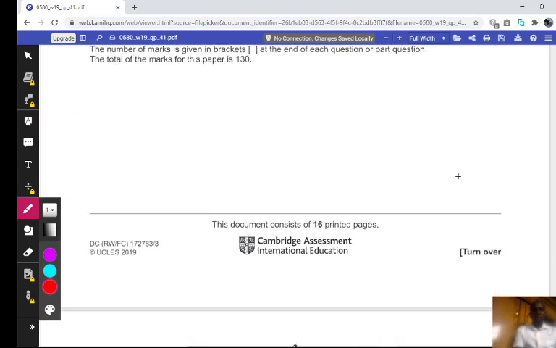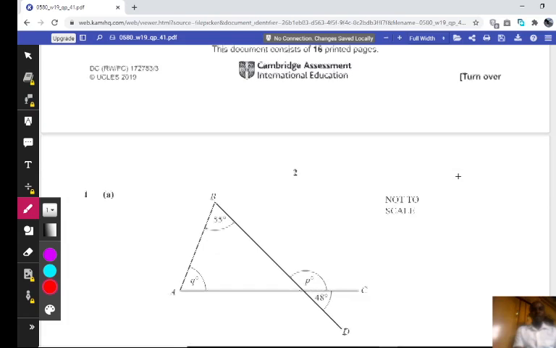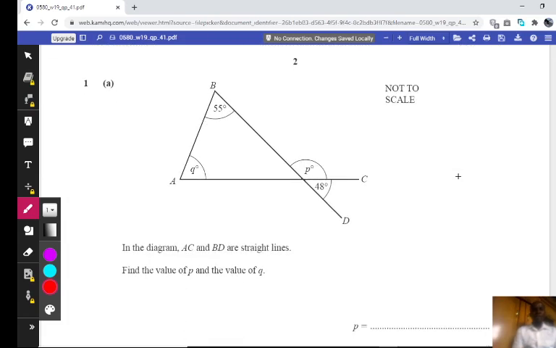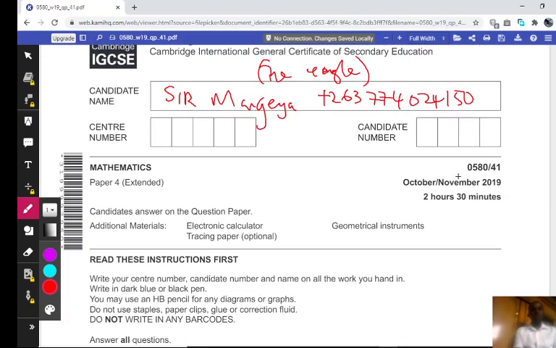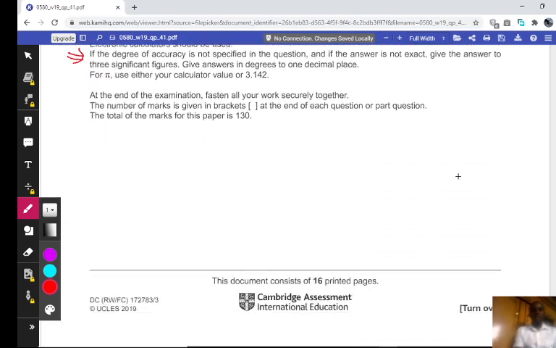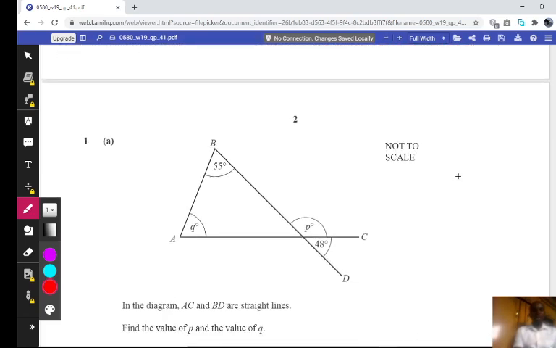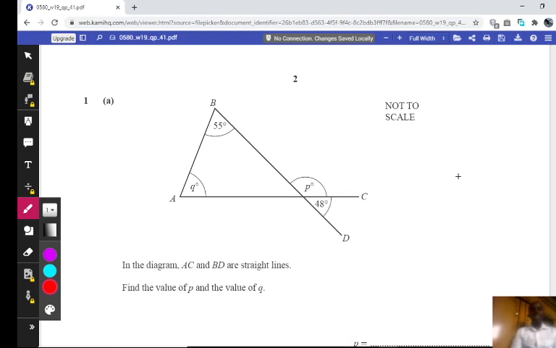Right, let's go straight to question number 1. This one is question number 1. And remember, this one is for 2019. Please take note of that. It's October, November 2019, extended maths for Cambridge. Then question number 1, it's saying, in the diagram, AC and BC are straight lines. Find the value of P and the value of Q.